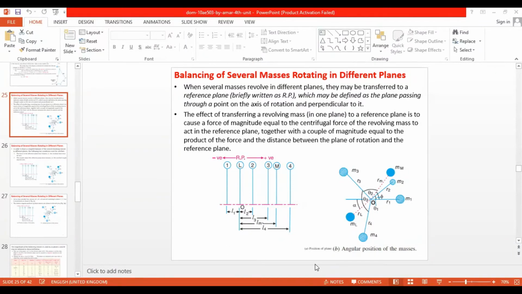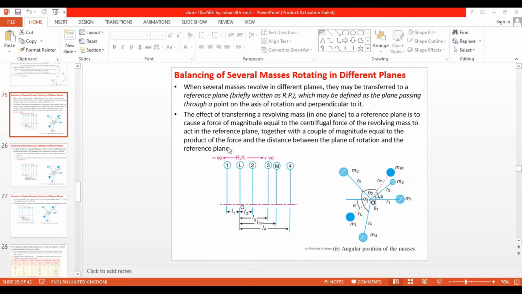As you remember, when we were discussing the second category, that is two balancing masses in different planes, we were discussing the balance of couple also. Not only the force but the couple also. So when several masses revolve in different planes, they may be transferred to a reference plane, briefly written as RP. The reference plane may be defined as the plane passing through a point on the axis of rotation and perpendicular to it, right?